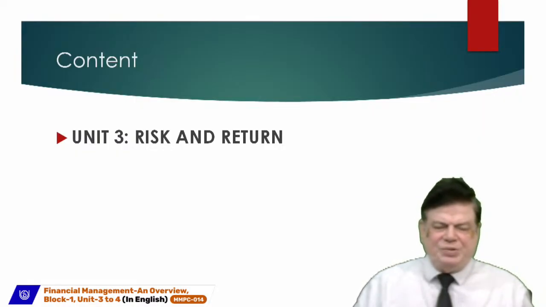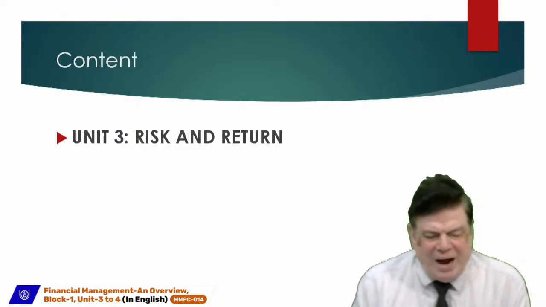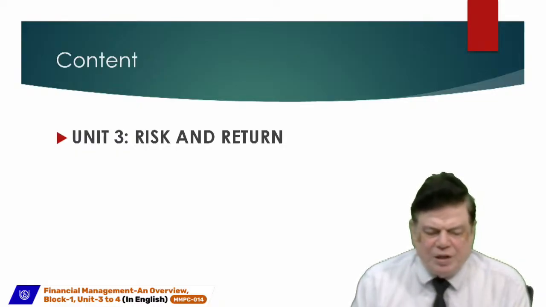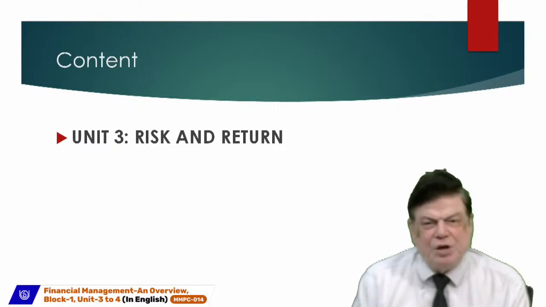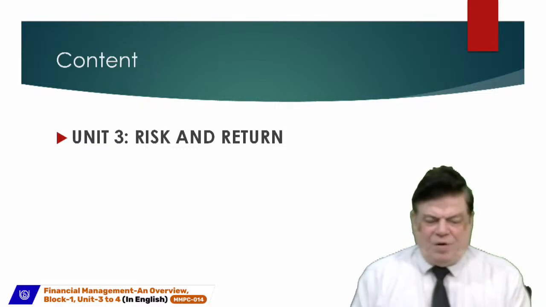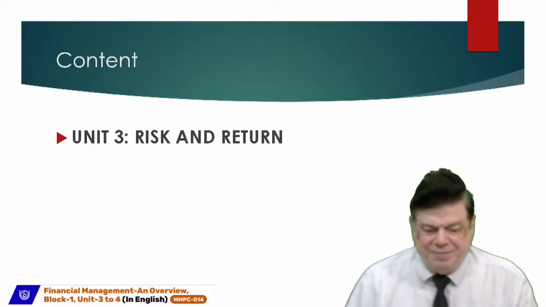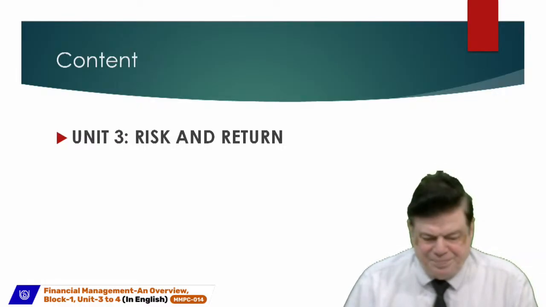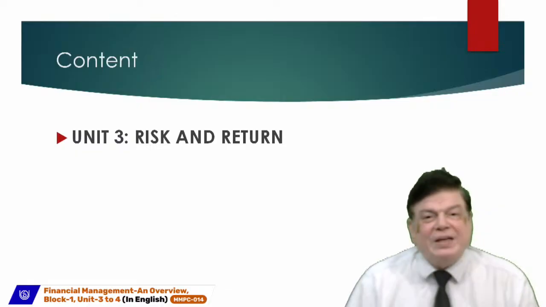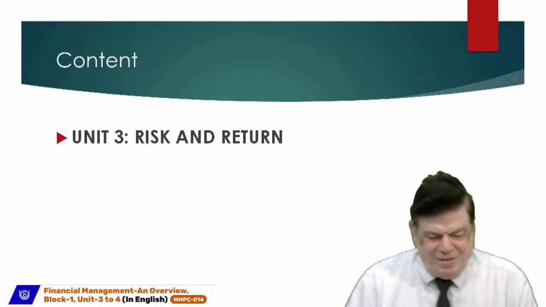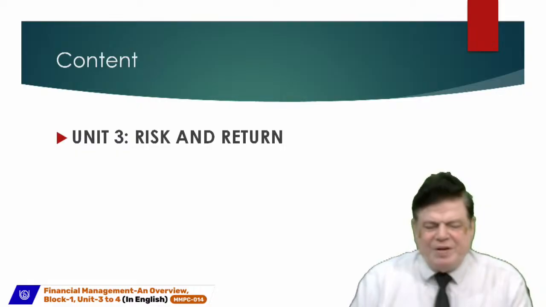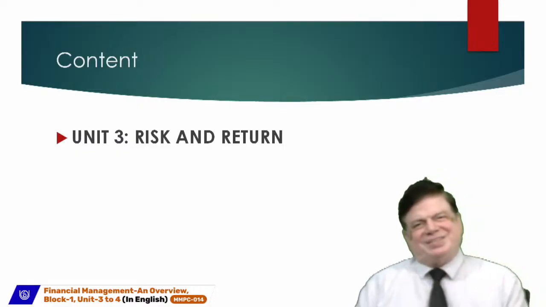Now next is, higher the risk, higher the expected return; lower the risk, lower the expected return. This is the golden rule. Now time value of money: the value of money changes over time. Rupees 100 today is worth more than rupees 100 after 1 year. This is because money today can be invested and earn interest.